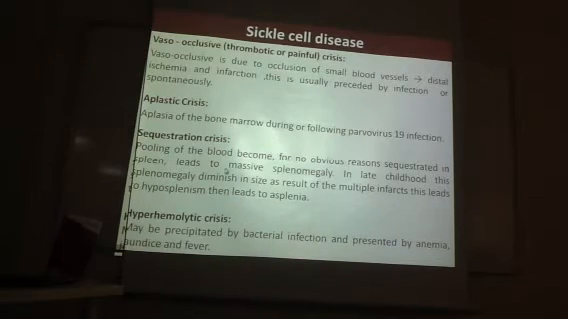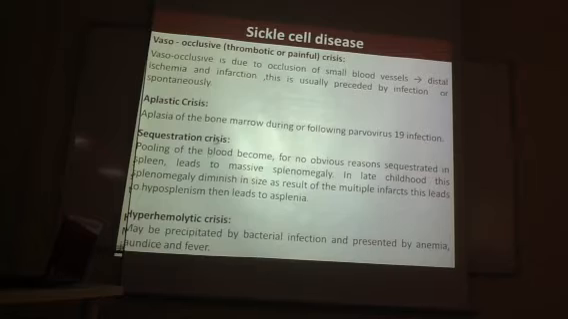Vaso-occlusive disease produces 4 crises. Vaso-occlusive crisis means they block the blood vessel and produce ischemia, necrosis, and infarction. In sequestration crisis, they all go to the spleen, and the spleen gets enlarged in the beginning. Slowly they go for fibrosis and produce asplenia or autosplenectomy.